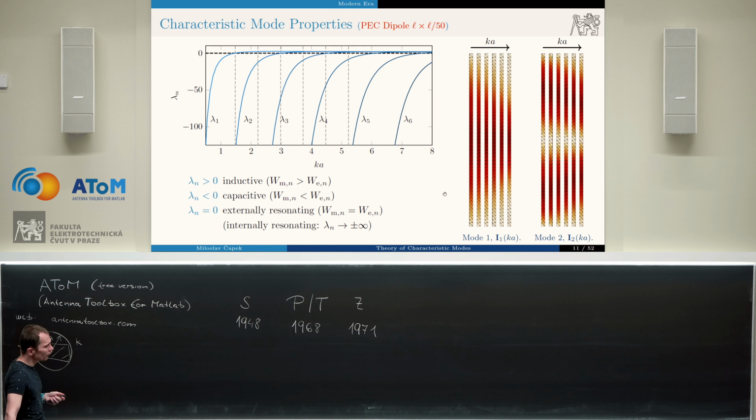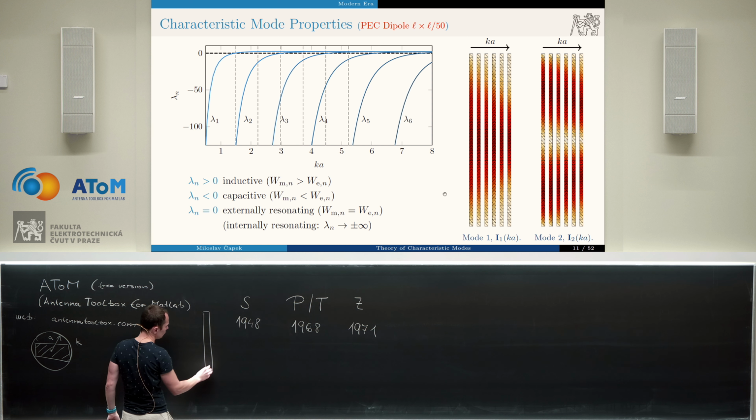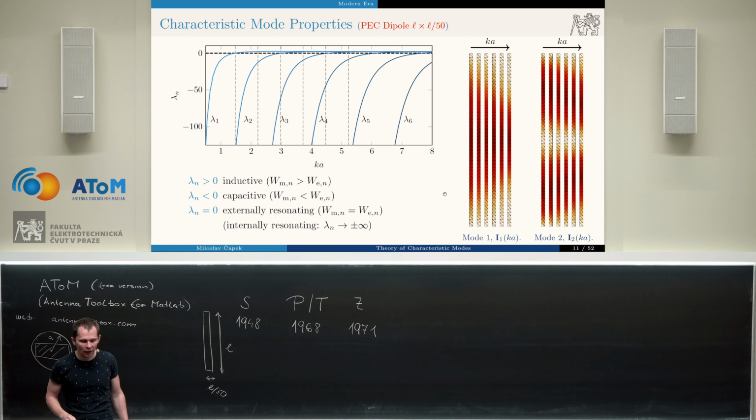For an example, we like a lot, actually. It's a dipole, so let's consider a thin strip dipole like this. And the overall length is L, and the width is L over 50. So it's a relatively thin strip dipole. And this structure has been discretized, its impedance matrix has been calculated, and it has been decomposed into characteristic modes, in our case, in AToM in Matlab.